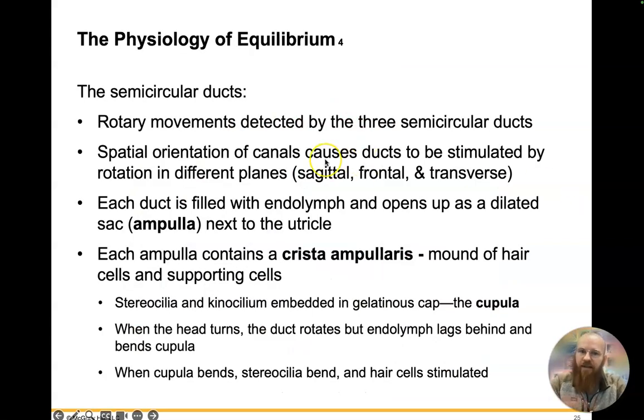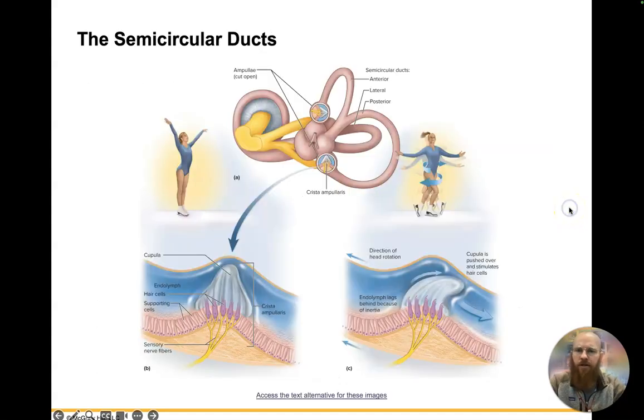And then finally, I included the semicircular duct, so any type of rotational movement, we're picking that up by these 3 ducts. Spatial orientation in any plane of motion, which is extremely helpful, obviously. And then each of these ducts is filled with a certain type of fluid. And I believe that is as detailed as we need to get into the semicircular ducts.